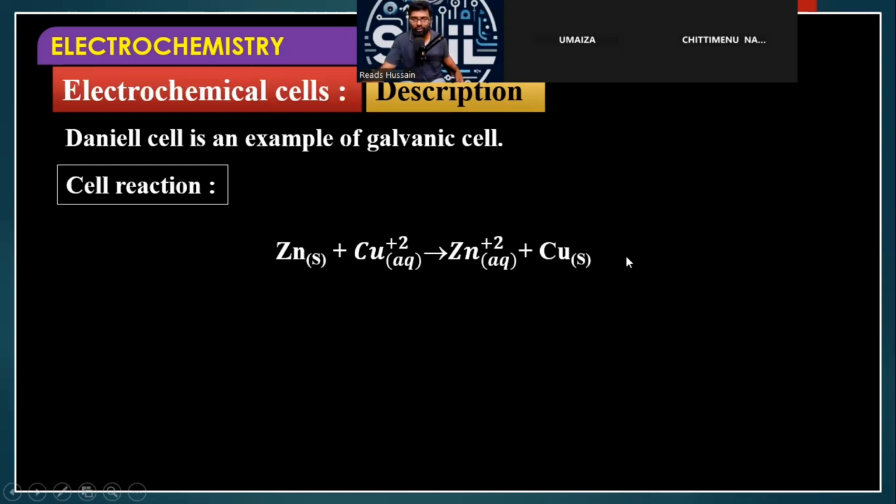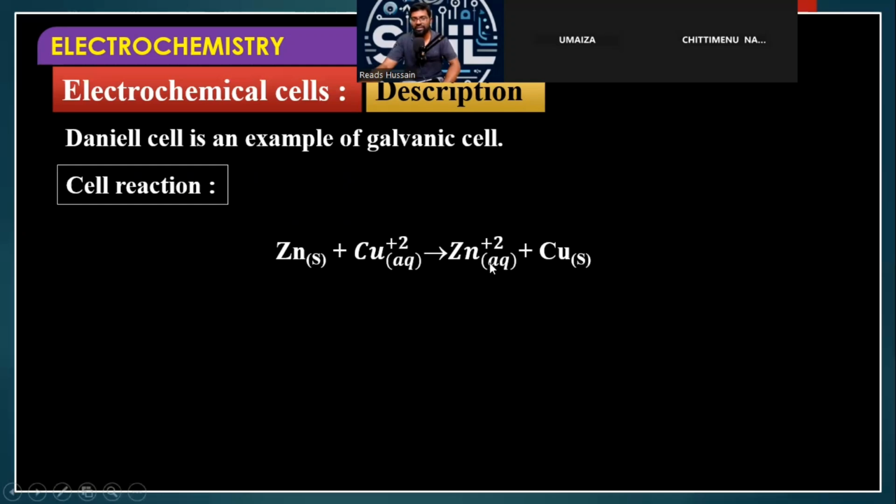So first you note down this reaction. Zn plus Cu2+ gives Zn2+ plus Cu. Right? Here, what is the oxidation state of zinc? It is zero. The oxidation state of copper on the reactant side is plus 2.